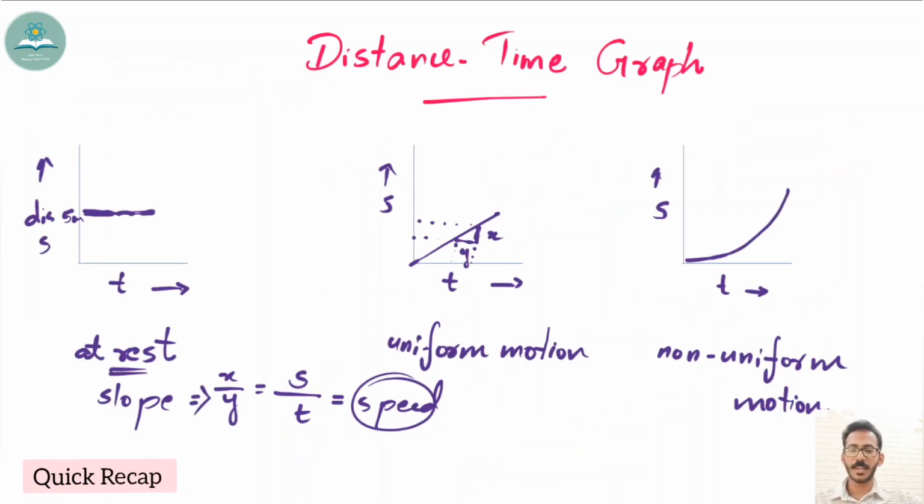Next one is the graph. Here first we discussed distance time graph. In distance time graph we have 3 different varieties of graph. First one is object at rest. If the object is at rest, you will have a straight line parallel to the x-axis. In uniform motion, you will have a straight line like this. In non-uniform motion, you will have a curved line like this. From distance time graph, you will get the quantity that is speed. The slope of distance time graph gives you speed.